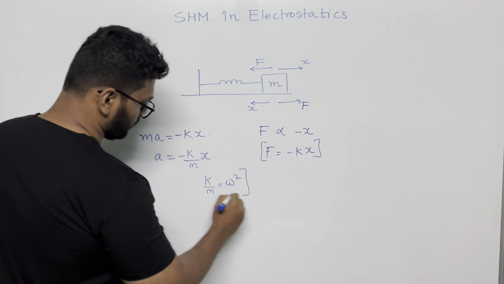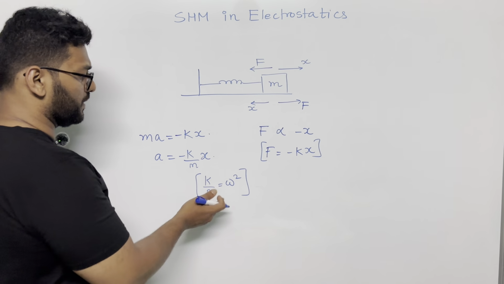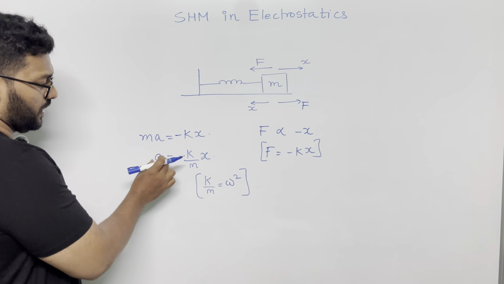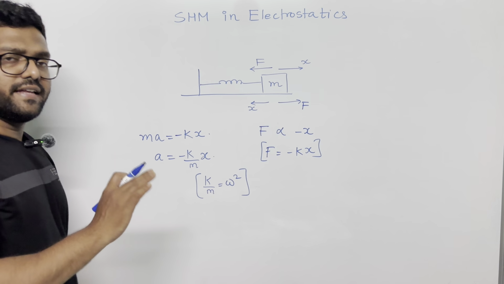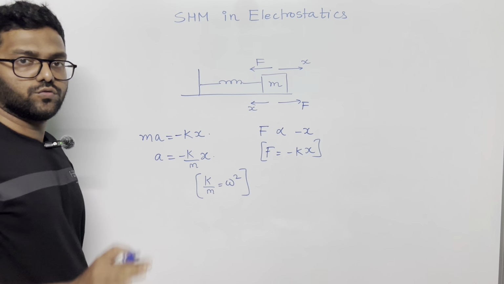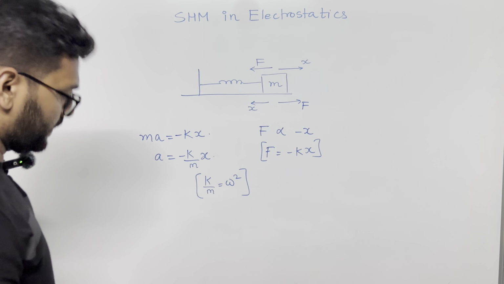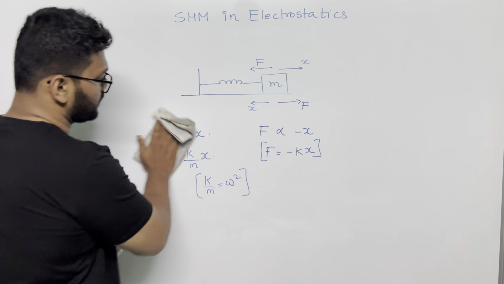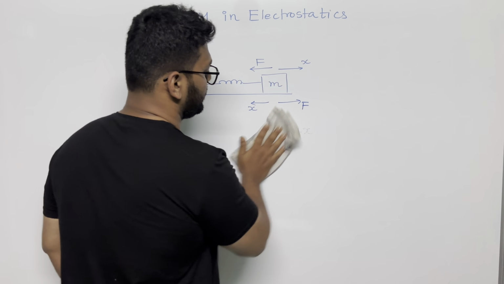I'm not going into the details of simple harmonic motion, but you just remember this much. If you remember that k by m is omega square and F is equal to minus kx, then that is enough for you to do the questions on SHM in electrostatics, right? So let's begin with the first question, which was asked in JEE Mains.